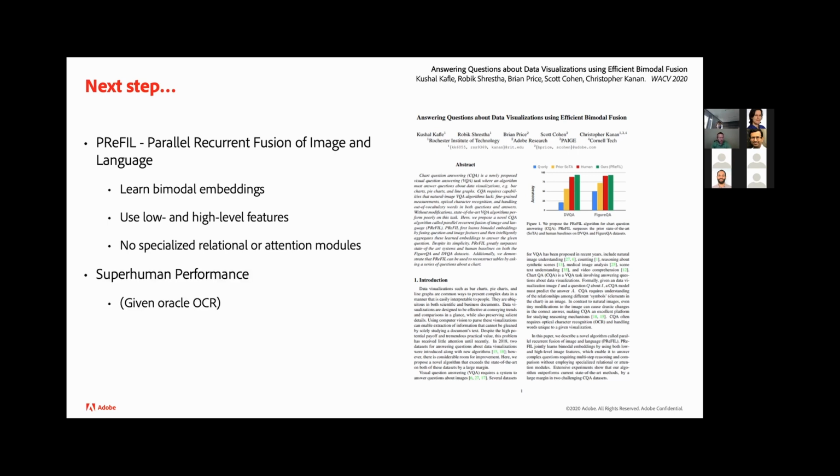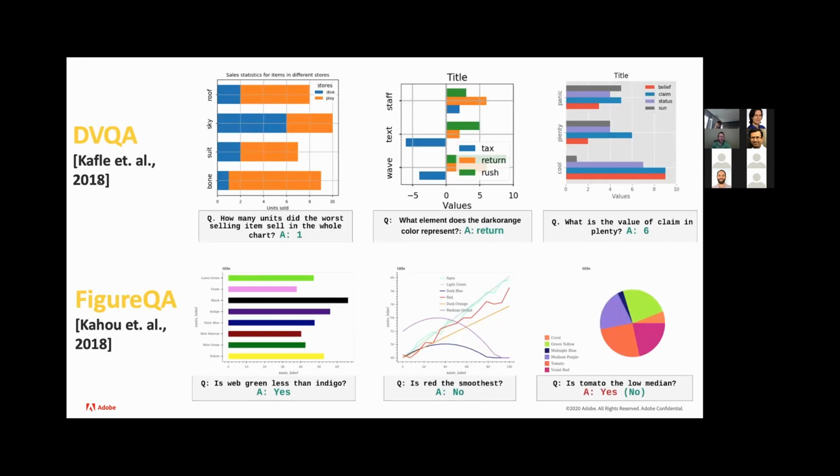And we were able to get superhuman performance, at least on our data set for this, given that we had Oracle OCR. So I mentioned before the data set we had, DVQA. At the same time that this came out, there was another FigureQA data set that came out. And so we wanted to look at addressing both of these data sets in this paper.